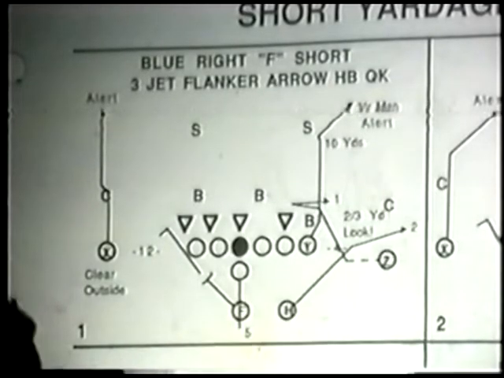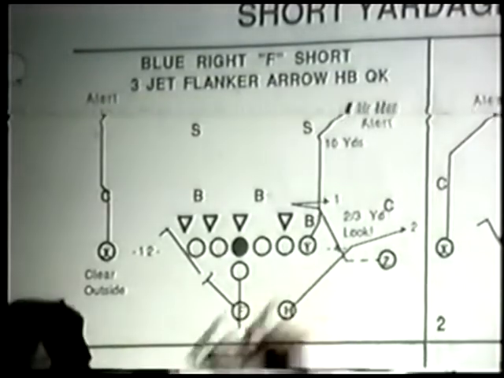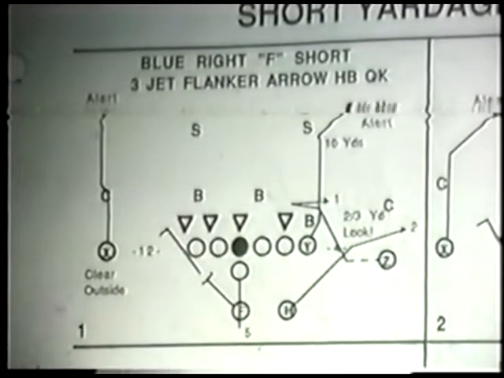Now, we did this in the spring. Blue right, F short. Now, what play did we run out of blue right, F short? Flanker drive. We got flanker drive and the flanker drive screen right now. And then we have box 3, weep.